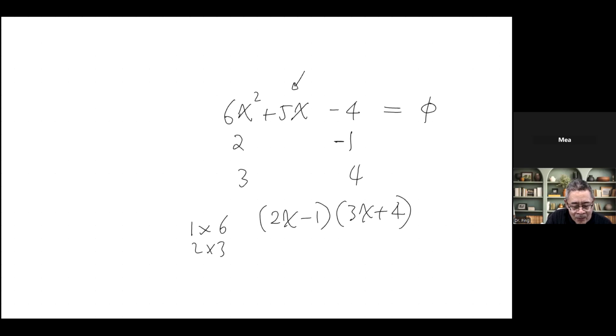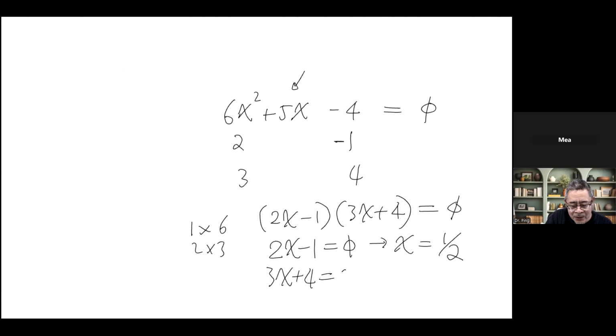Okay, and now we can see that we can either have 2x minus 1 equal to 0, which means x is equal to a half, or 3x plus 4 equal to 0, which means x is -4/3. So therefore, our answer is -4/3 and a half. Good.